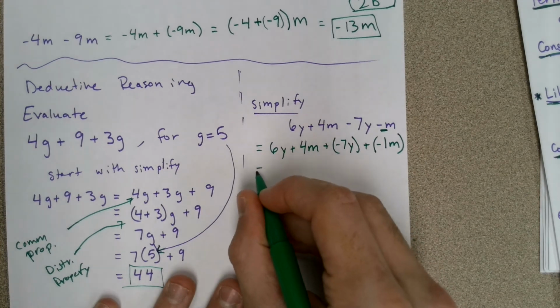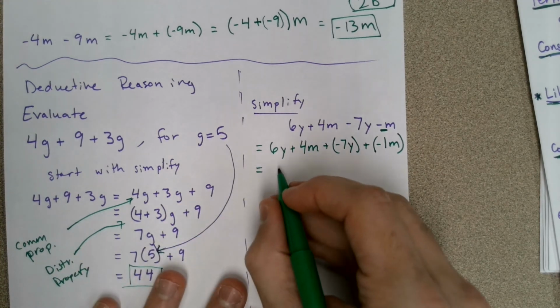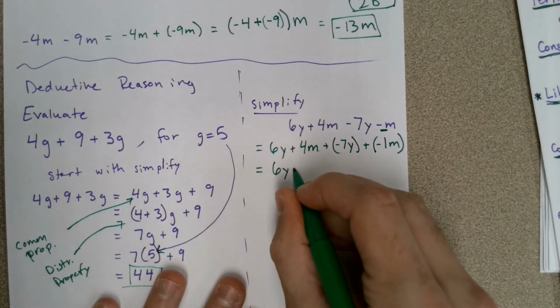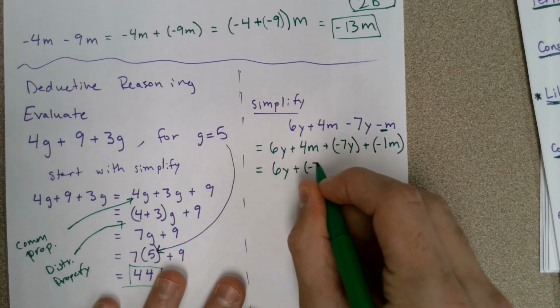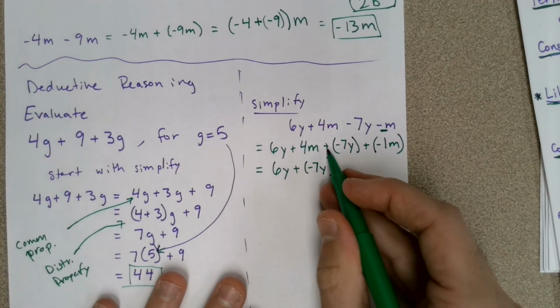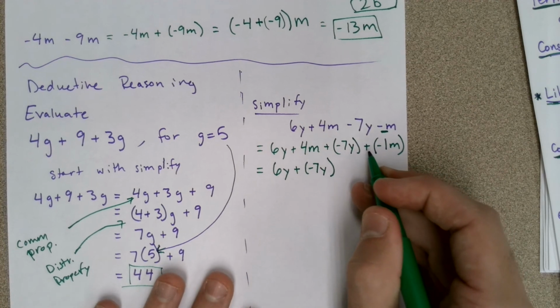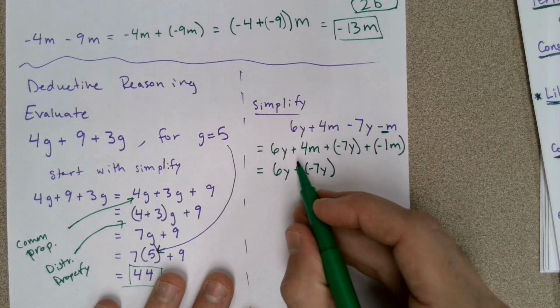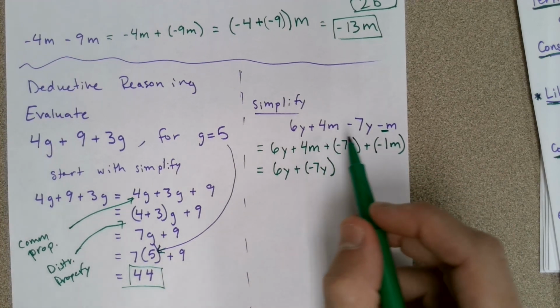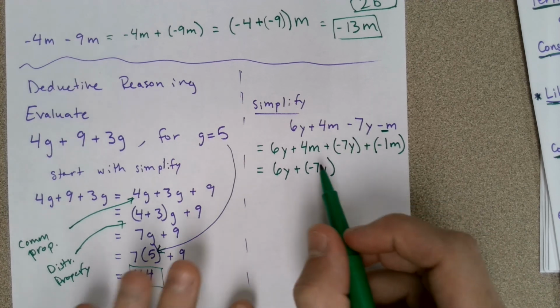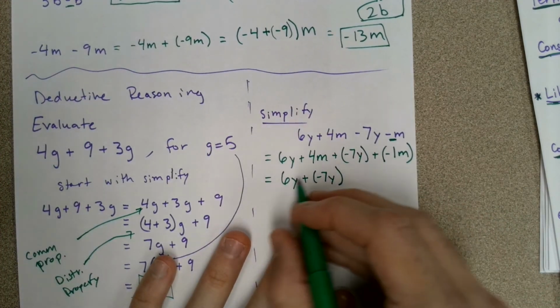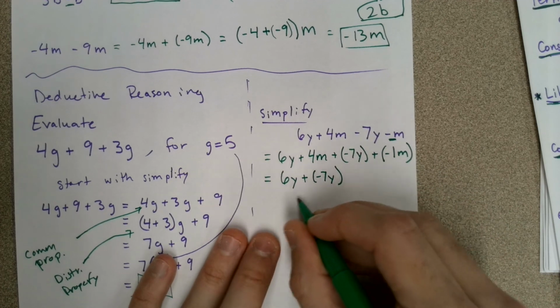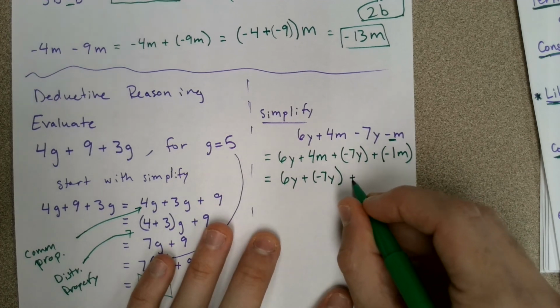Next up, I'm going to use that commutative property, rearrange this how I like. 6y plus negative 7y. I'm able to do this because I made it all addition. That's another big reason to make it all addition. You can use that commutative property. If I have the subtraction still in there, I can't use that commutative property, but once I make it all into addition, I can. So I'm going to rearrange this, put my like terms by each other.